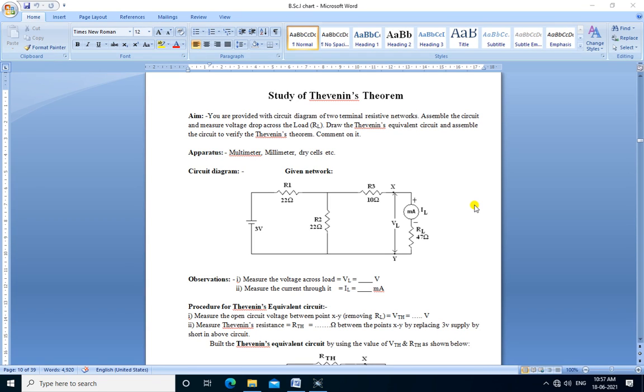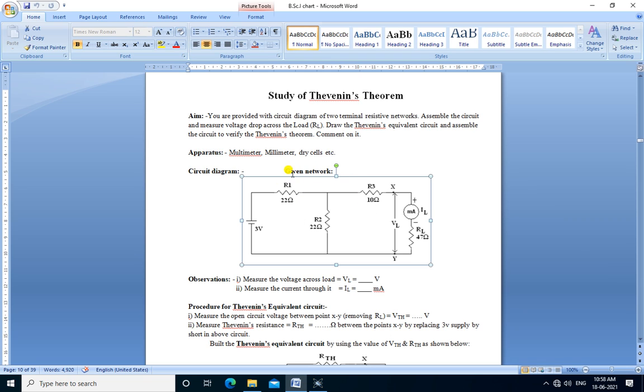Hello friends, we are going to perform the practical study of Thevenin's theorem. The aim is given here. You are provided with a circuit diagram of a two terminal resistive network. Assemble the circuit and measure the voltage drop across the load RL. Draw the Thevenin's equivalent circuit and assemble the circuit to verify the Thevenin's theorem. Comment on it.